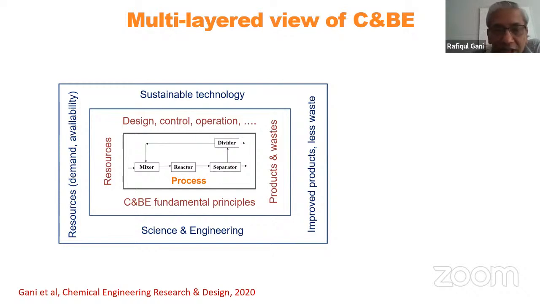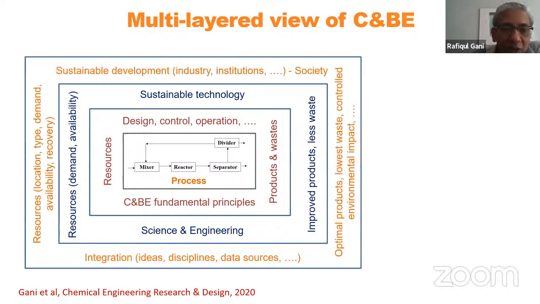And then we could ask, is that enough? We would say, well, we need more, because the resources could be location dependent, type dependent, recovery dependent, and so on. The product needs to be optimal, the waste needs to be the lowest, environmental impact needs to be controlled, and so on. So to do this, we need integration of ideas, disciplines, data sources, and so on. And that will lead us to the final sustainable development of industry institutions for the society.